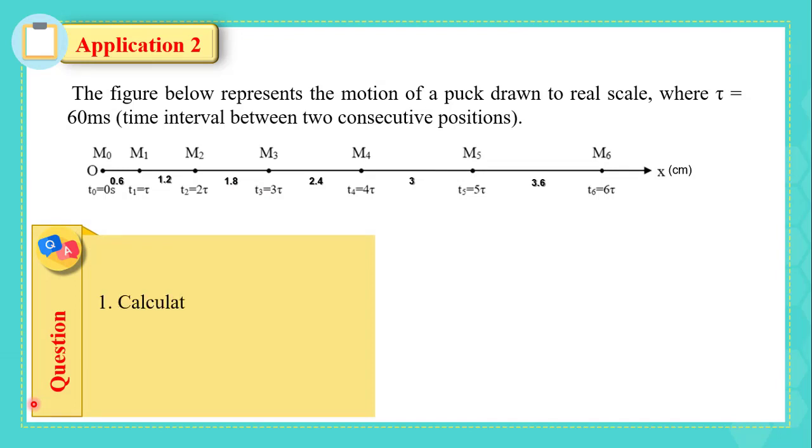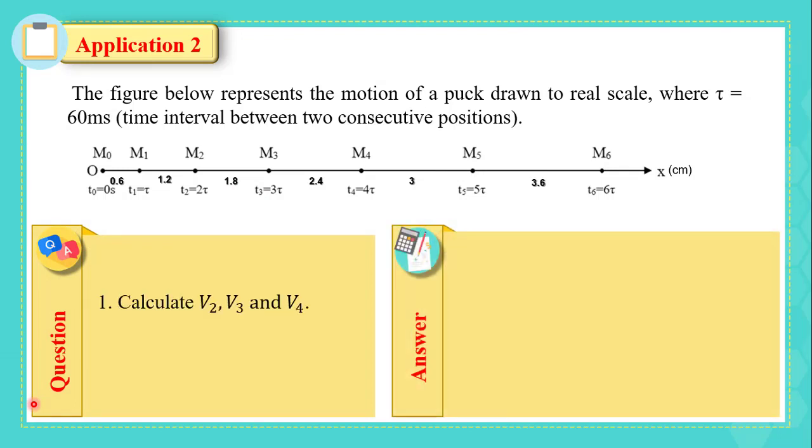In the first part, you are asked to calculate V2, V3, and V4. Remember, V2 is equal to the average speed between the instants just before 2 and just after 2.